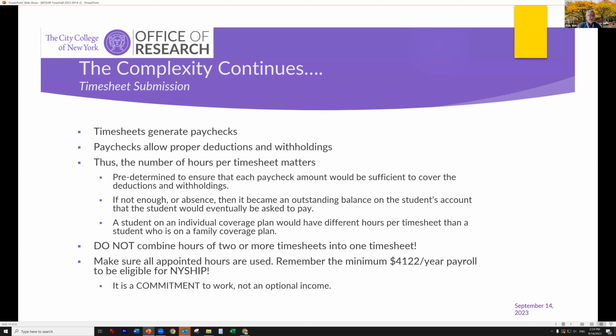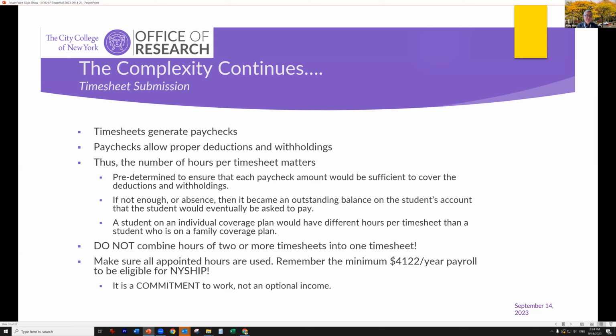So in the absence of the timesheets, or not enough hours reported as scheduled, it becomes an outstanding balance on the student account. By the way, it will be the student's liability to pay the outstanding balance at the end. It is not the college that's supposed to pay that. And I will explain a little bit more about that. Tomorrow, we will have a town hall for the students as well, and I will explain that to the students as well.